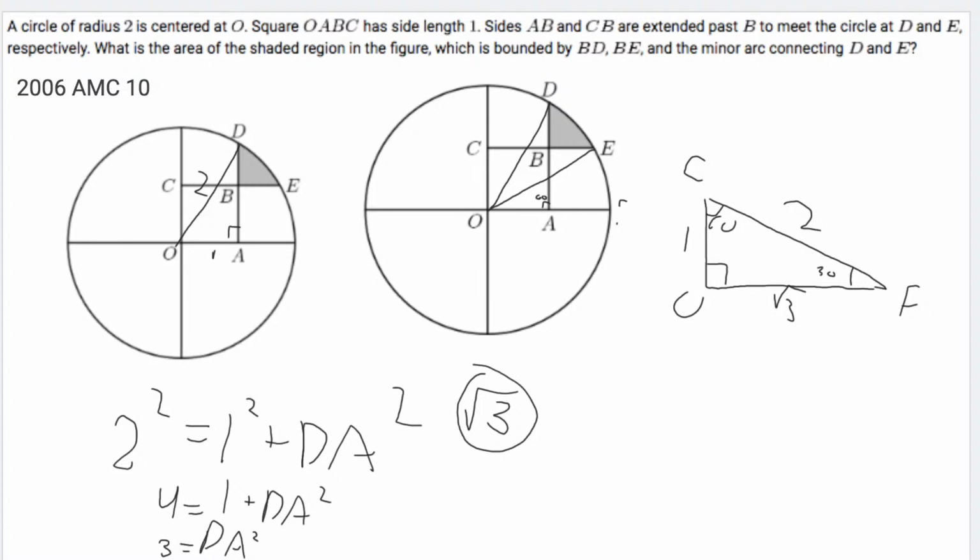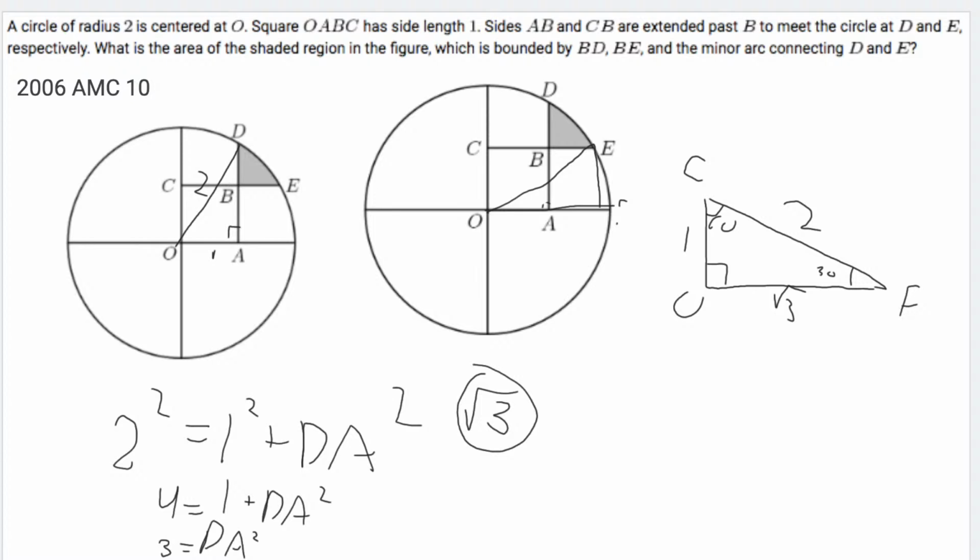Oh wait, oops, I accidentally made a mistake here. I'm very sorry, I apologize. I actually meant OFE. Sorry, I meant this triangle here. I accidentally drew the wrong triangle.